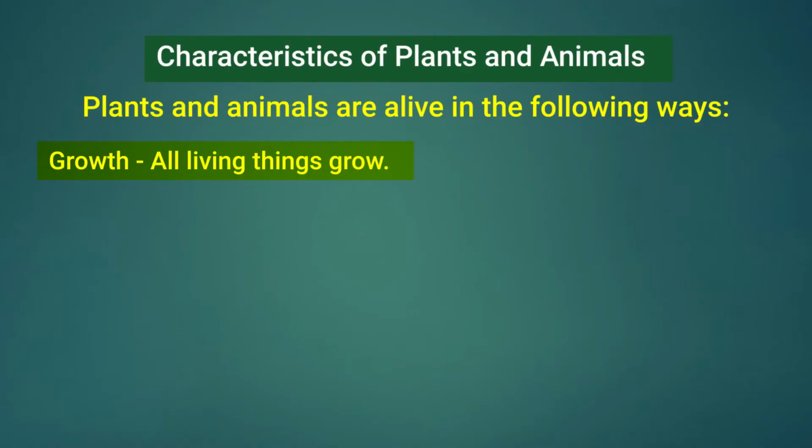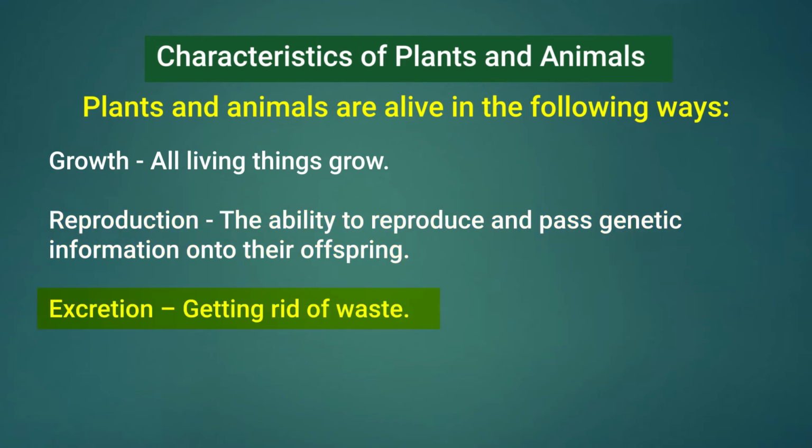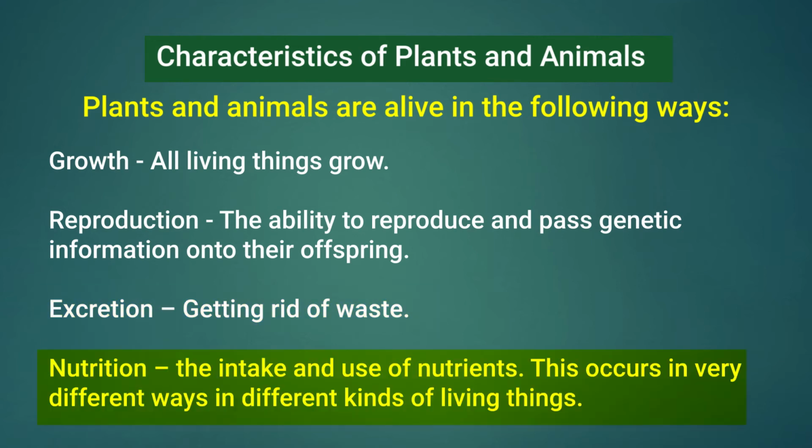Growth. All living things grow, just like you boys and girls are growing, right? Growth. Then we have reproduction, the ability to reproduce and to pass genetic information onto their offspring, right? Then we have excretion, getting rid of waste. So you know when you get up in the morning, you want to go and use the washroom, right? Getting rid of waste. Then we have nutrition, the intake and use of nutrients. This occurs in very different ways in different kinds of living things.